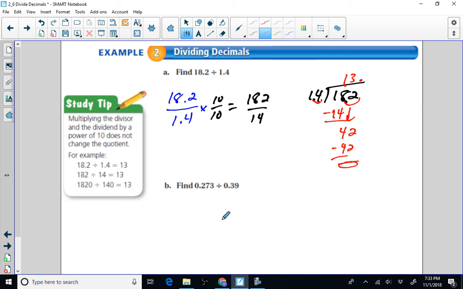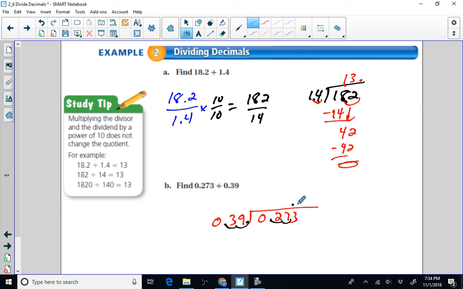Well, let's look at this next problem. 39 hundredths is our divisor. 273 thousandths is our dividend. Our first step is to take this decimal divisor and move the decimal point to the right till we no longer have a decimal, we have a whole number, the number 39. But if I move the decimal point 2 places to the right in our divisor, I have to move the decimal point 2 places to the right in our dividend and put a decimal point in the quotient.